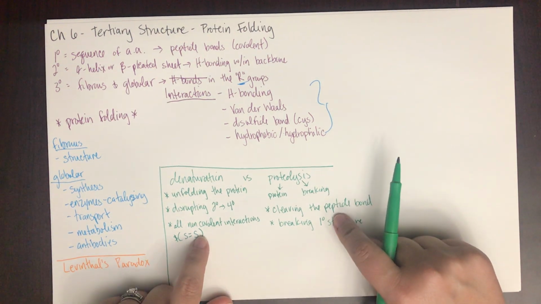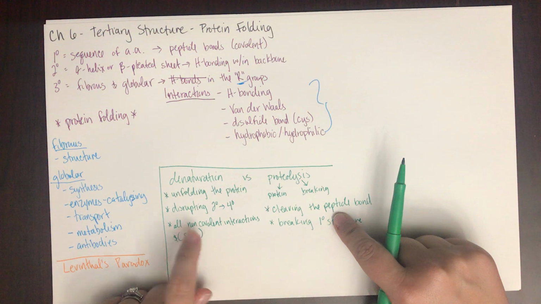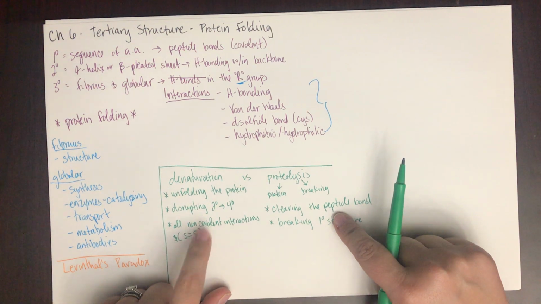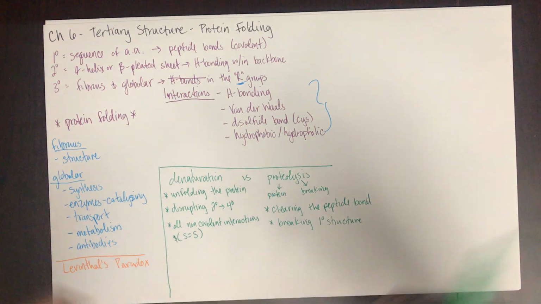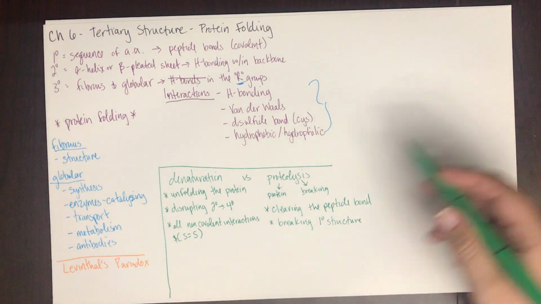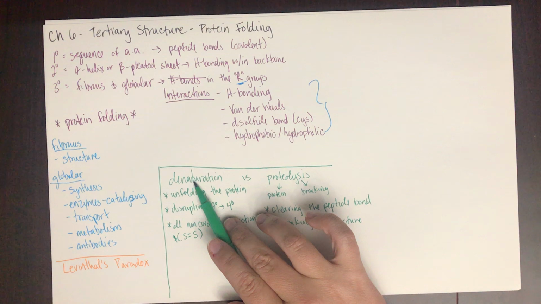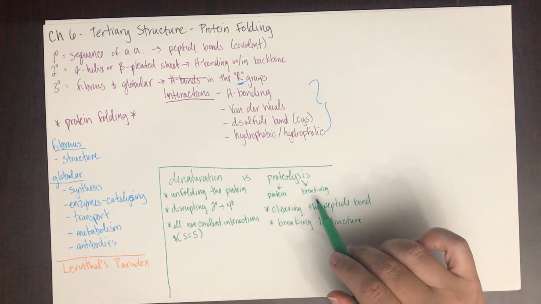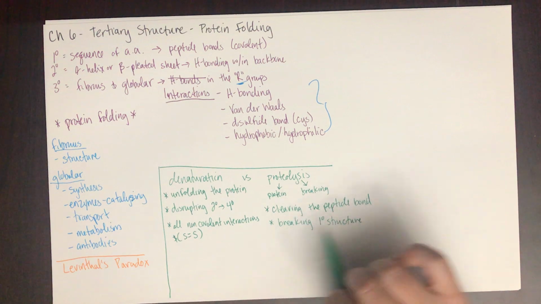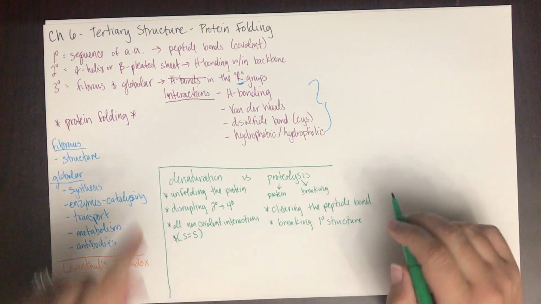Both of these will result in a protein that's not functional. An unfolded protein is not functional. But if you're cleaving the peptide bond, that's physically breaking the protein apart. So when we're talking about denaturing a protein, that's different than proteolysis, which is cleaving the peptide bond.